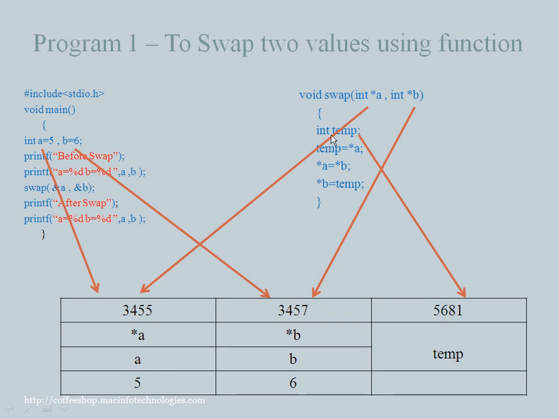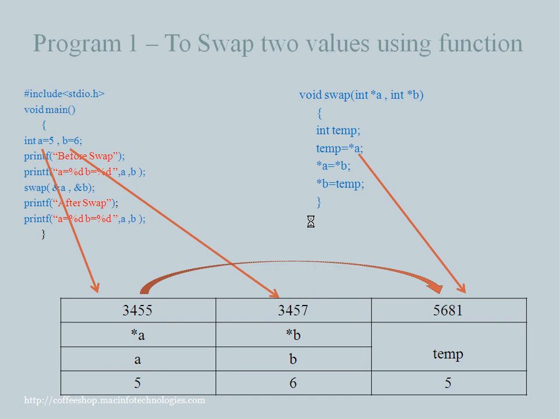Now in the next step, we do int temp. A memory location will be allocated for temp at 5681. Again, these numbers I have given are just hypothetical numbers. The compiler gives its own numbers every time you execute. When we say temp = *a, *a is pointing to 3455, so it will take the value from 3455 and put it into temp. That is, the value 5 goes to temp.